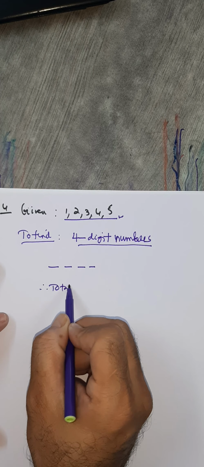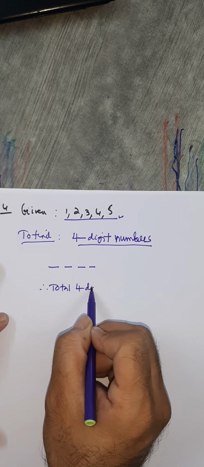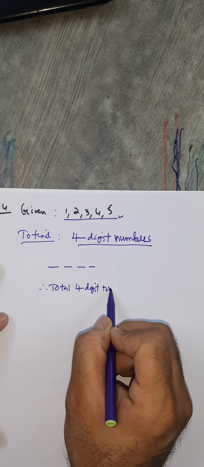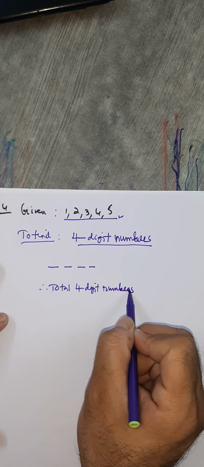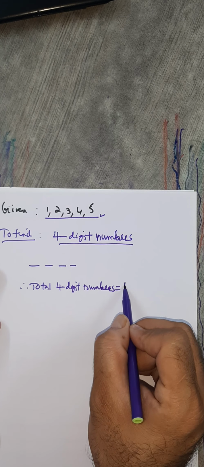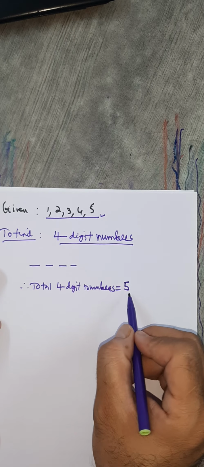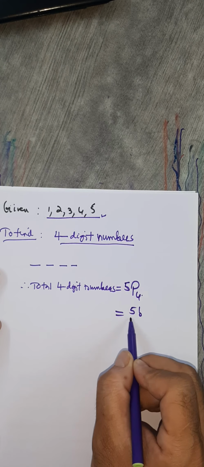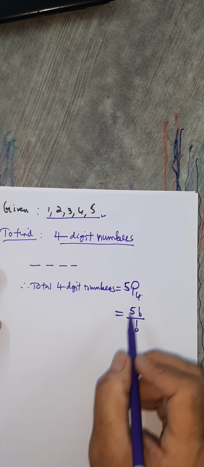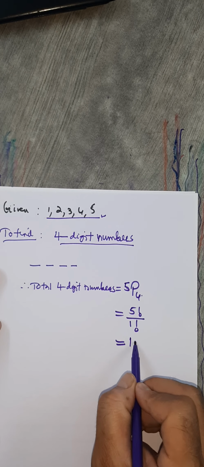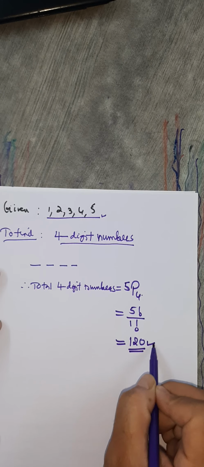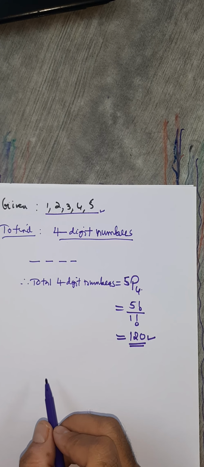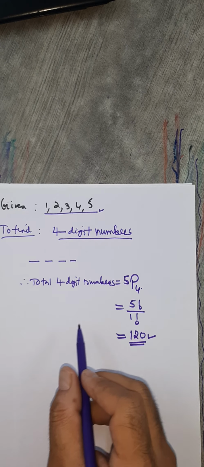This is very simple. You can use the formula directly. Given 5 digits, you want 4 digit numbers. So total 4 digit numbers equals 5P4, that is 5 factorial upon 5 minus 4, 1 factorial. So 5 factorial, you know, is 120. So 120 numbers can be formed here, remember. Right? I've used the straightforward formula.